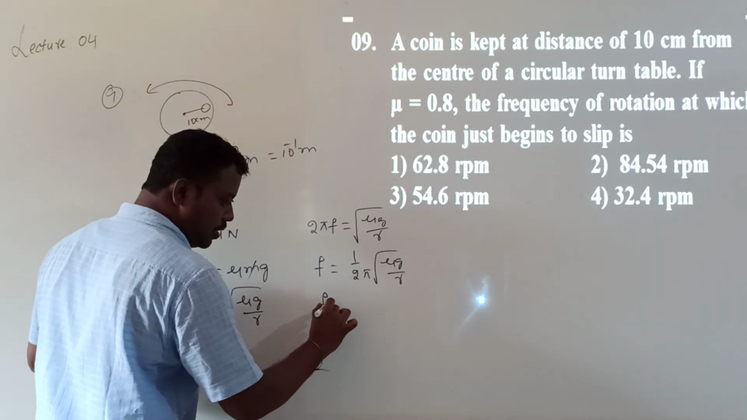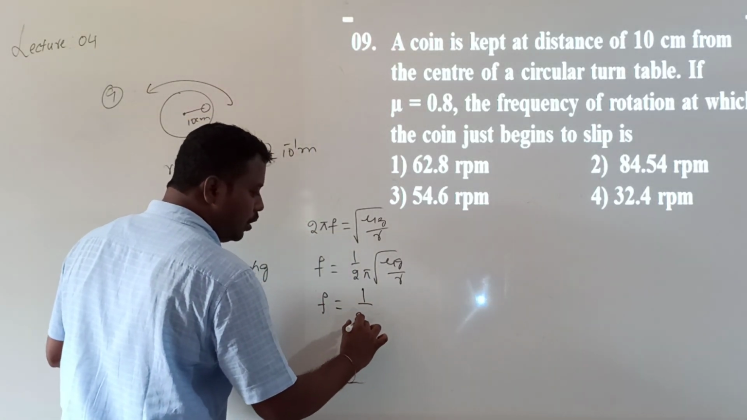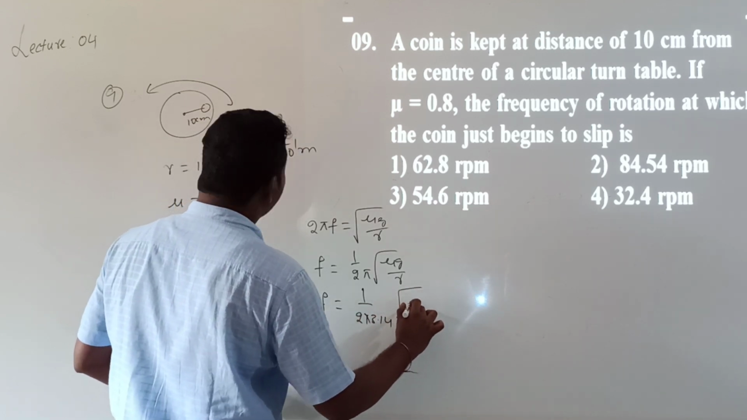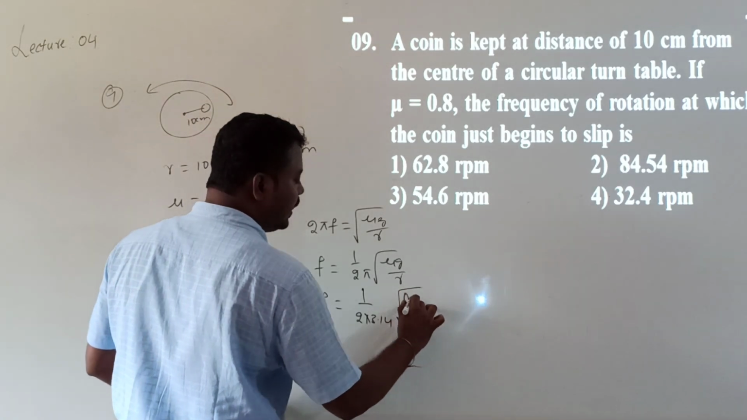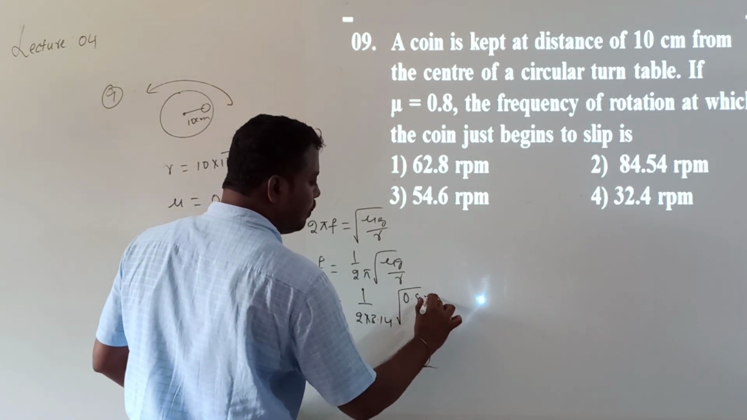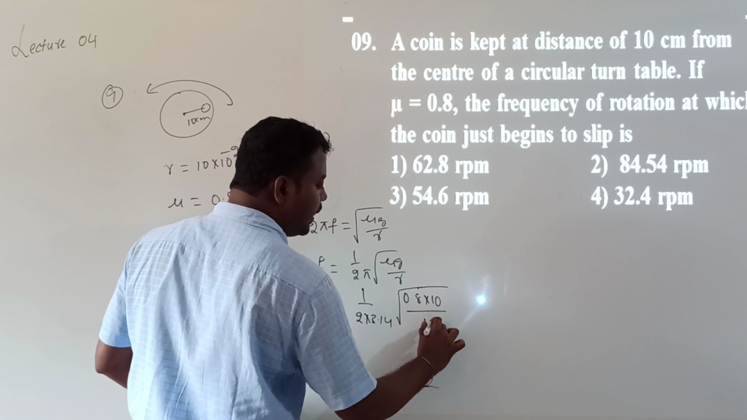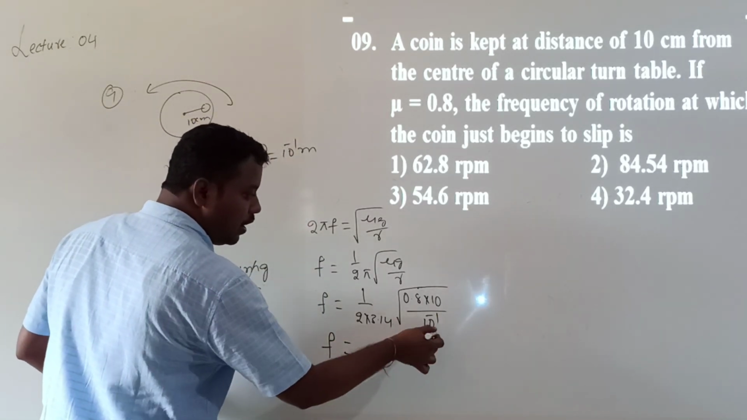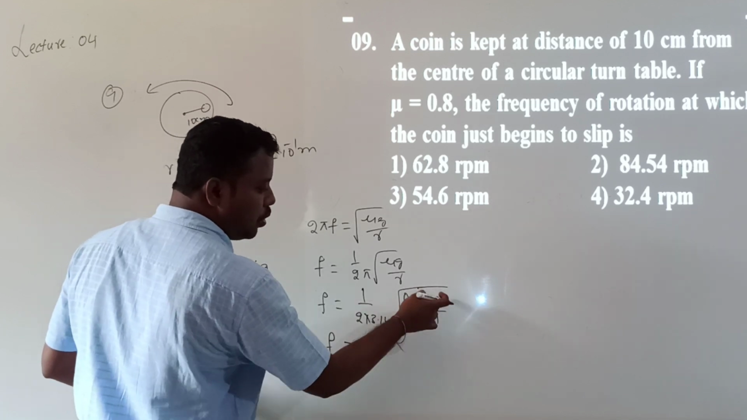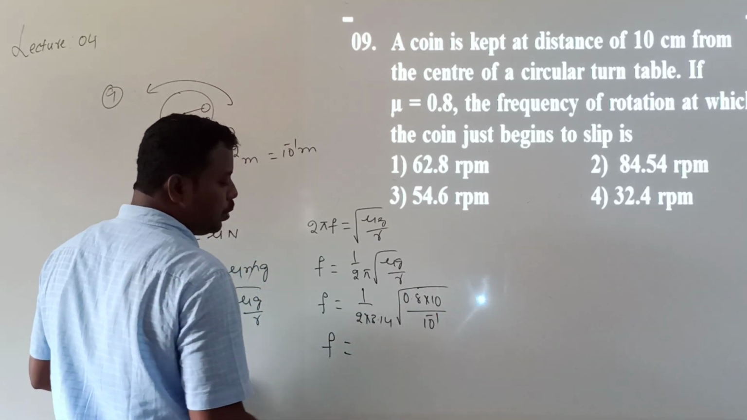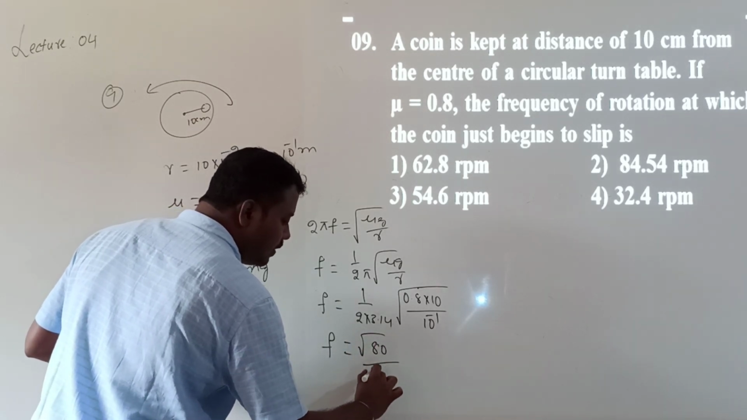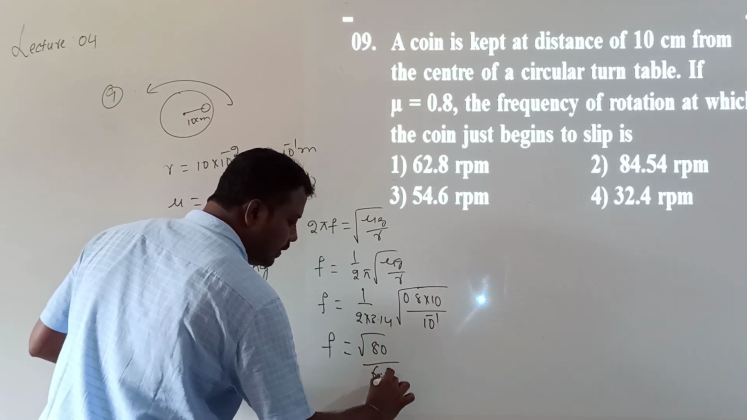First let me substitute the values. 1 by 2 into 3.14 into root over mu, 0.8, into g, which I take as 10, divided by r, which is 10 power of minus 1. Then what will we get? f is equal to, the 10 goes to the numerator, so that will be root 80 divided by 6.28.